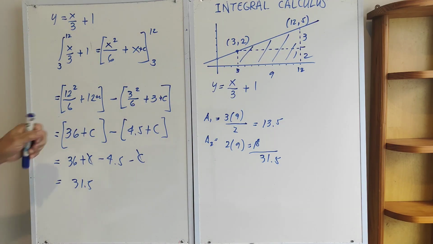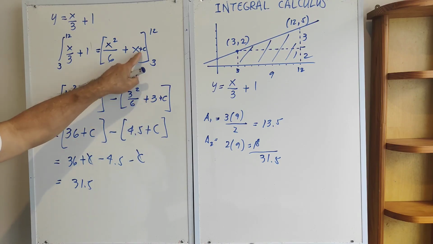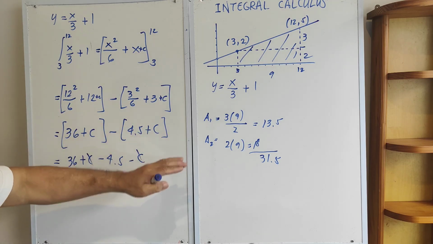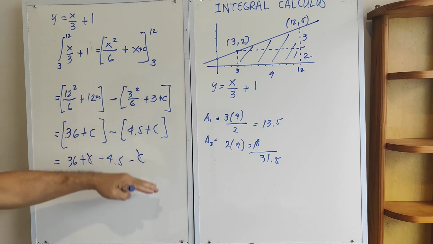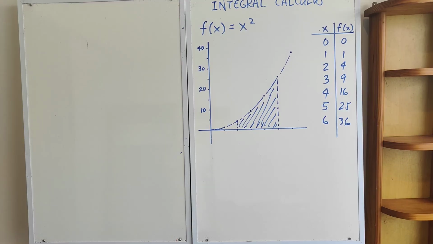I just want to emphasize, for getting the area, we don't need to add the c. We can go straight without adding the constant, because it will cancel anyway.